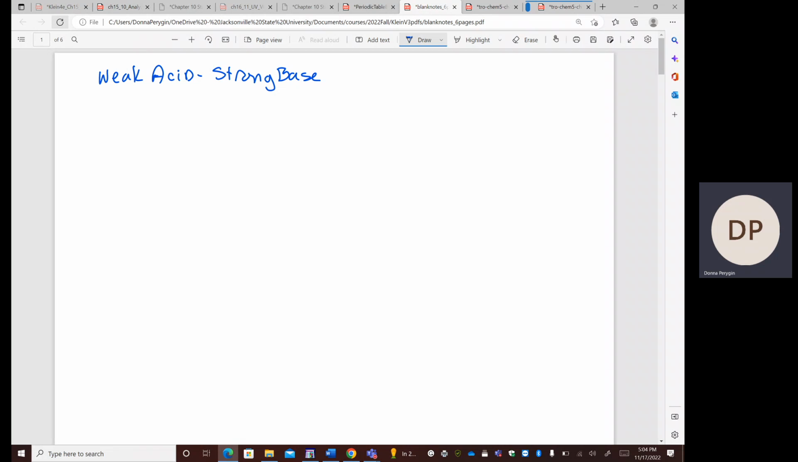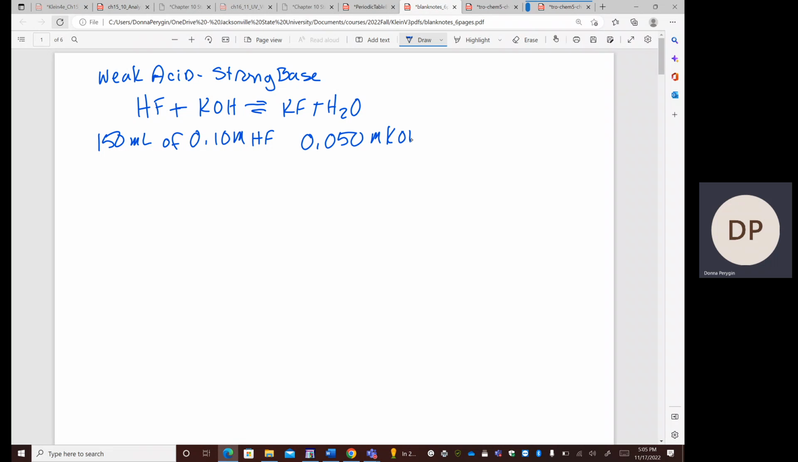For our example, we're going to be reacting HF, which is a weak acid, with potassium hydroxide. So our overall reaction is HF plus KOH goes to KF plus H2O. We're going to be starting with 150 milliliters of 0.10 molar HF, and we're going to titrate that with 0.050 molar KOH.